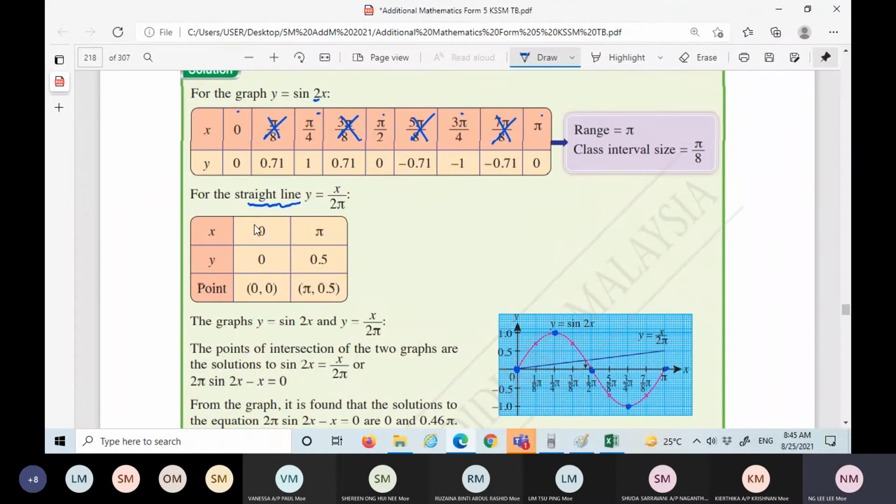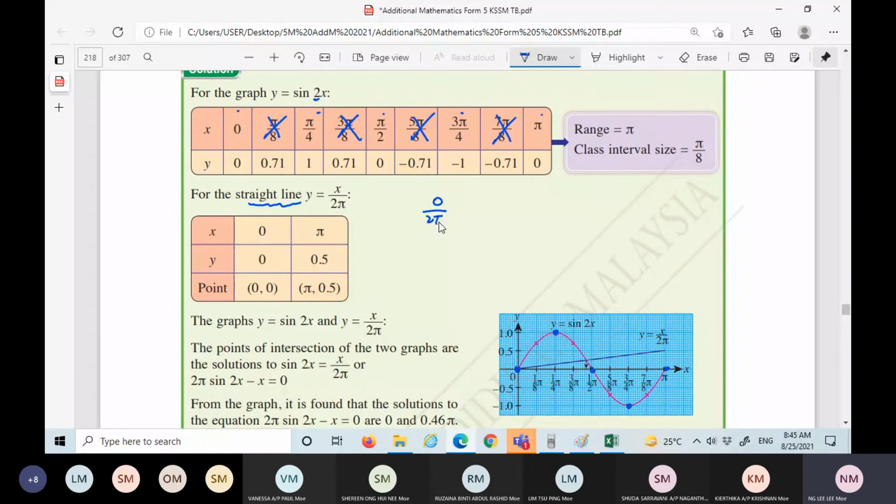Okay, I continue. For x is 0 and for x is pi. Substitute inside here. When x is 0, it's 0 over 2 pi, therefore y is 0. Then when x is pi, it's pi over 2 pi, cut, so it's 1 over 2, 0.5. So you get 2 points.